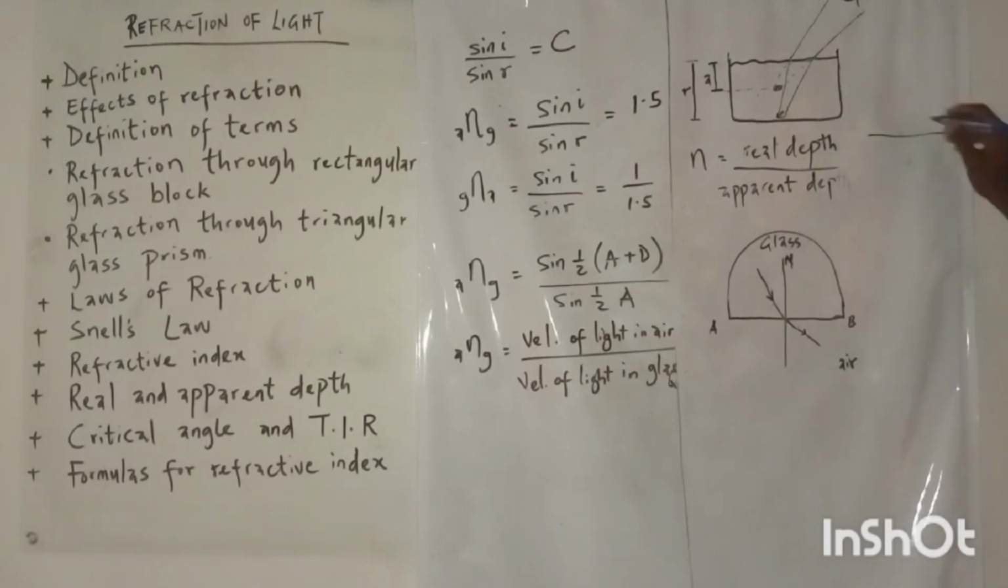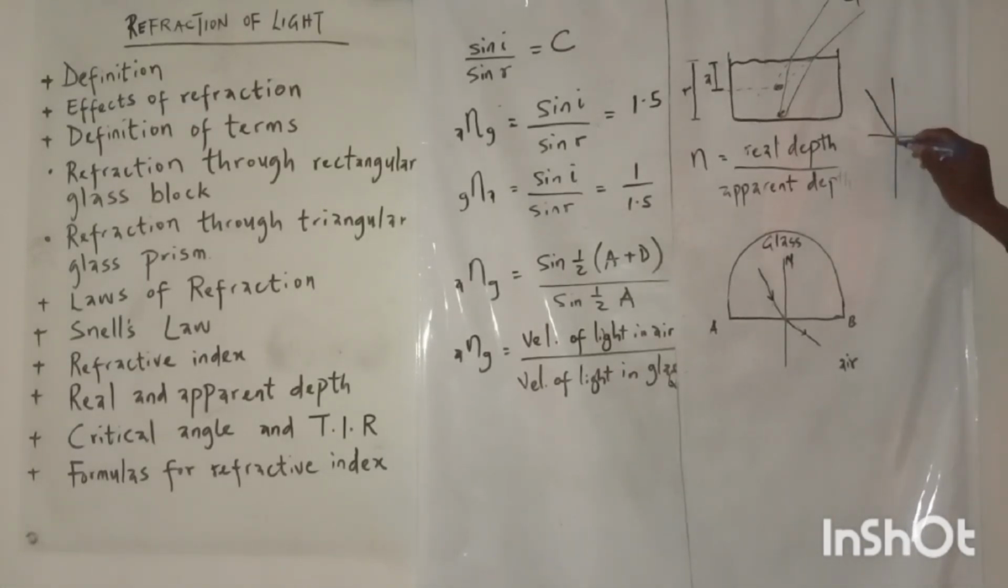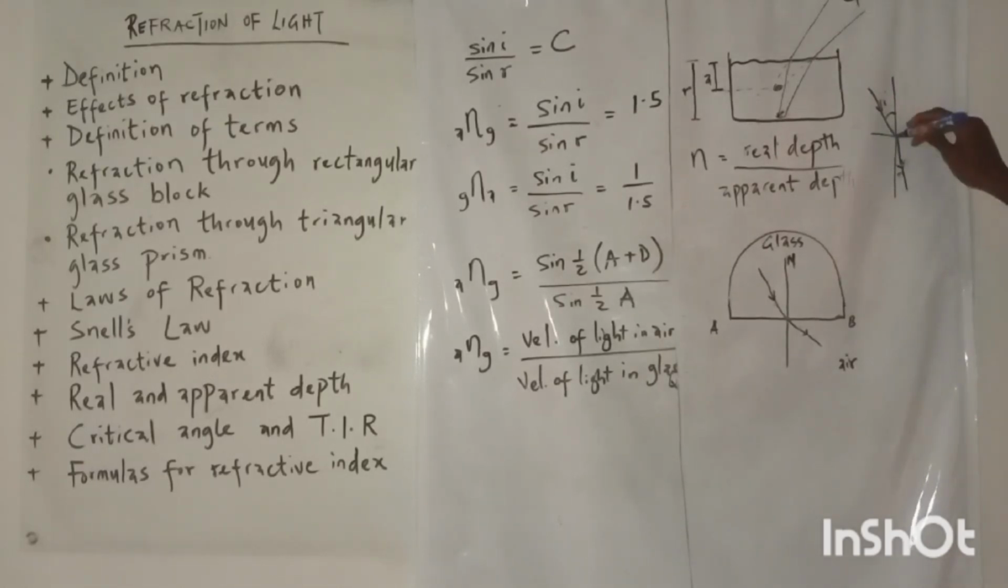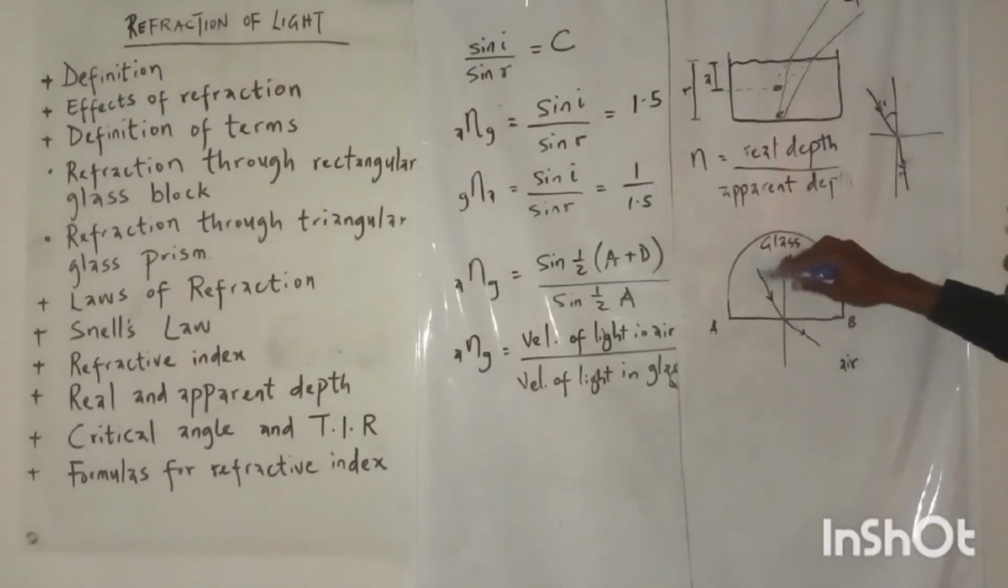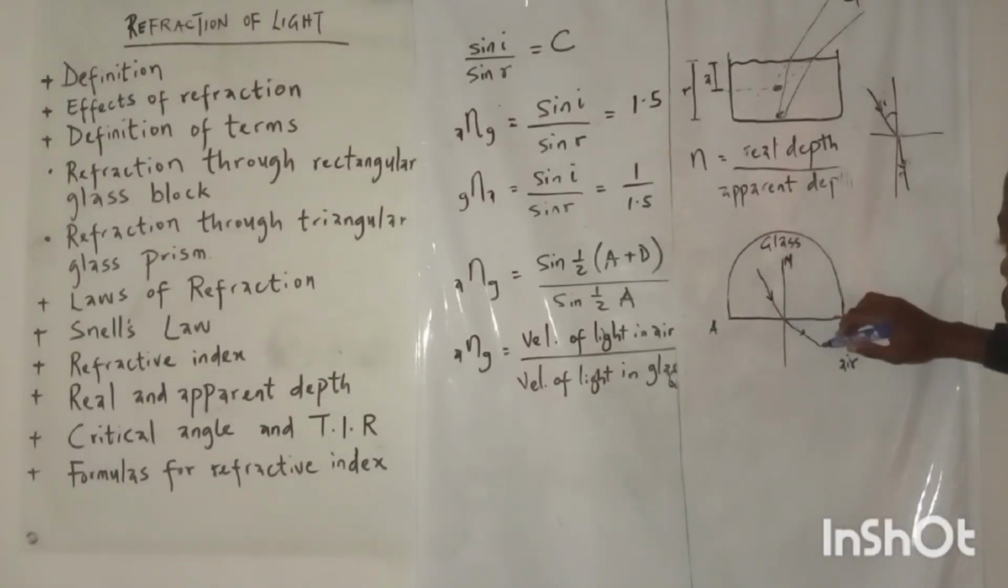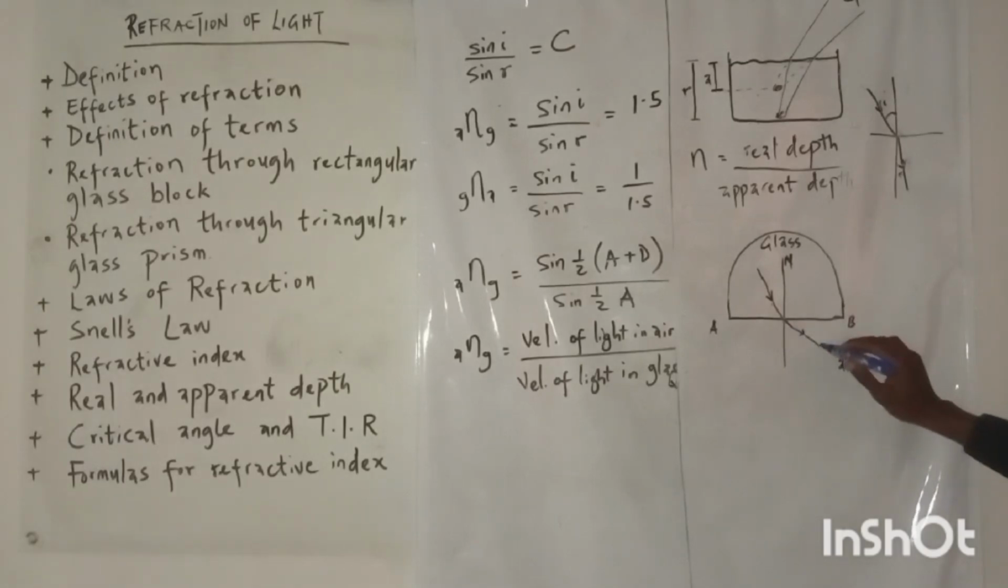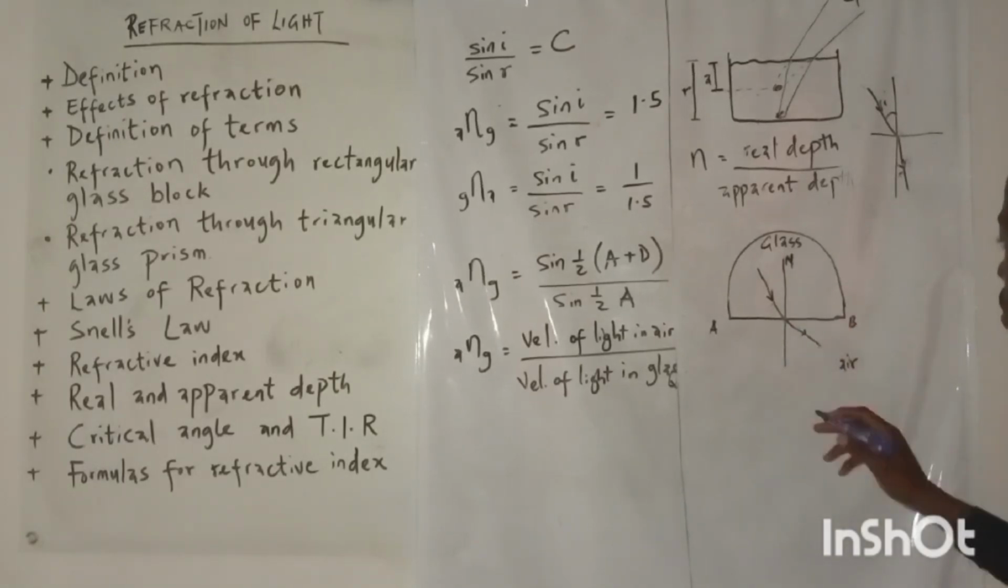Remember that when light travels from air to glass, it will bend close to the normal. So the angle of refraction is smaller than the angle of incidence, because it is from air to glass. In the same way, if light is traveling from glass to air, the angle of incidence will be smaller than the angle of refraction, based on the principle of reversibility of light. So here light is traveling from glass to air, and at the boundary it will bend away from the normal.